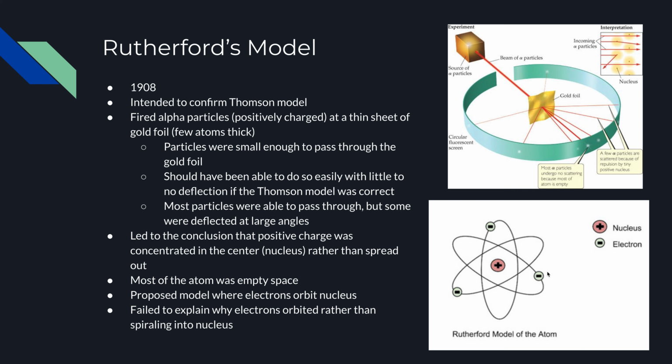Rutherford's model was found in 1908 and was actually intended to confirm Thomson's model. Essentially, he fired alpha particles, which are helium-4, at a thin sheet of gold foil, only a few atoms thick. These particles were small enough to pass through the gold foil and should have been able to do so easily, with little to no deflection, if the Thomson model is correct.